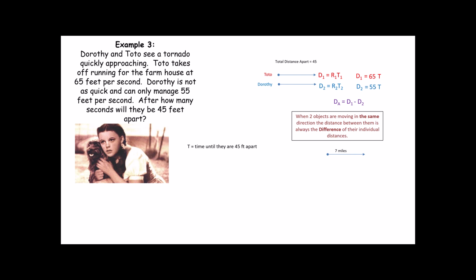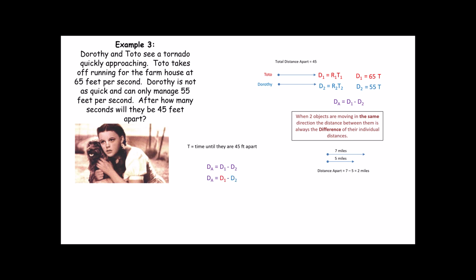If you ran 7 miles one direction, and I ran 5 miles in the same direction, I would be here, you would be here, and the difference would be 2 miles. We would be 2 miles apart. Anytime you go in the same direction, the distance apart is a subtraction problem. In this case, your solution is 2 miles. Knowing this, we can take these two equations along with our distance apart equation, and we can begin to use substitution to solve the problem.